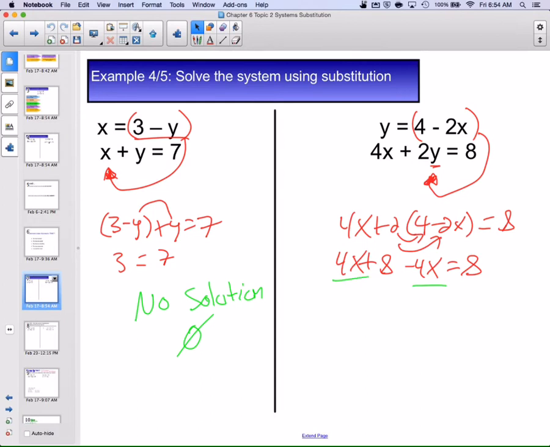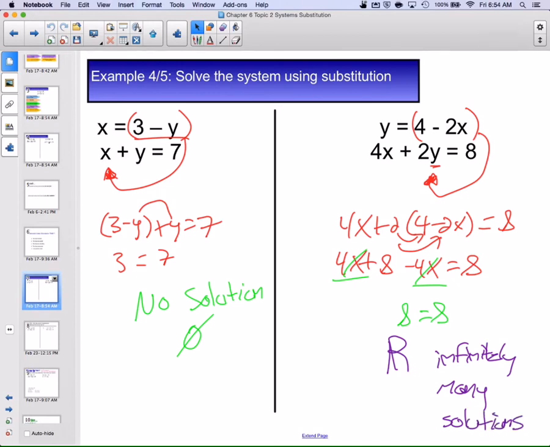The 4x and the minus 4x cancel. We're left with 8 equals 8. So like I showed on the last slide, that means all reals, or infinitely many solutions, depending on how you look at it.